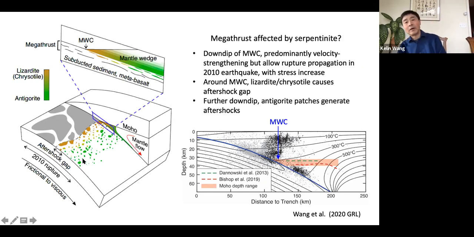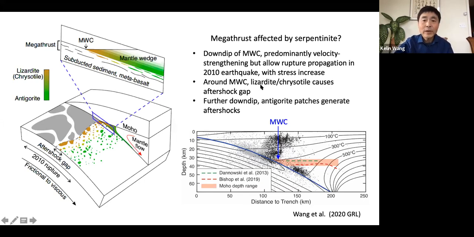So that's our hypothesis. We expect that down dip of the mantle wedge corner, the megathrust zone is predominantly velocity strengthening, but it can allow rupture propagation, such as in the 2010 Maule earthquake. And that propagation is passive, driven by the shallow part. Therefore, it has some stress increase instead of stress drop.